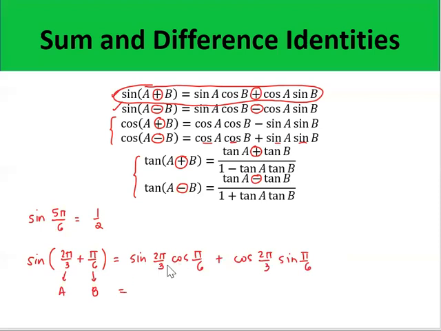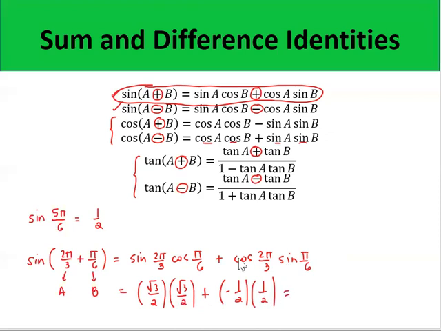Now, evaluating these trigonometric expressions, we get the following. Sine of 2 pi over 3 is equal to square root of 3 over 2. Cosine of pi over 6 is equal to positive square root of 3 over 2. And then we have plus the cosine of 2 pi over 3, which is equal to negative 1 half, and the sine of pi over 6, which is equal to positive 1 half.